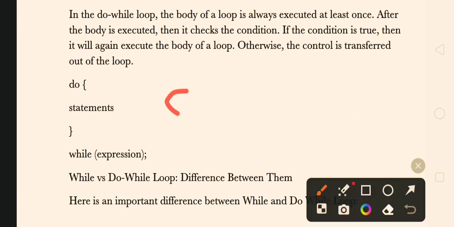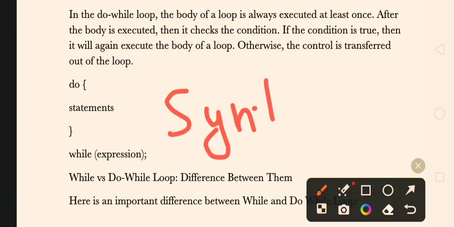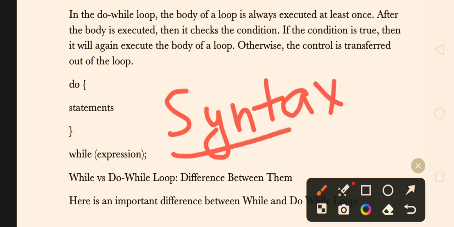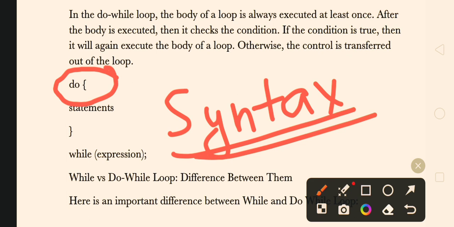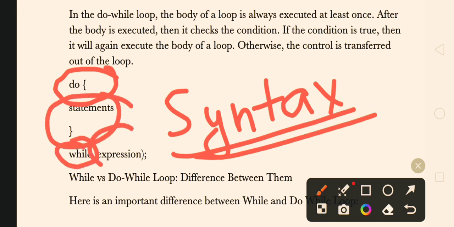So what is the syntax? We have seen the syntax of while. Now we will see the syntax of do while. First we write do, braces, body, then while, then whatever the condition or expression.